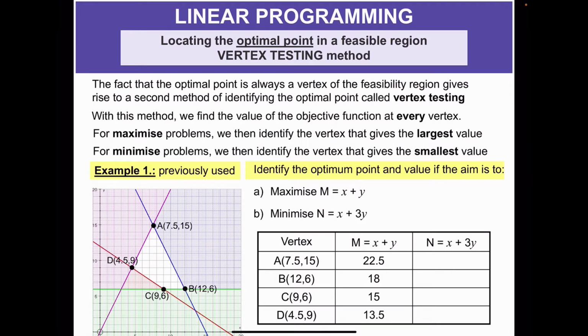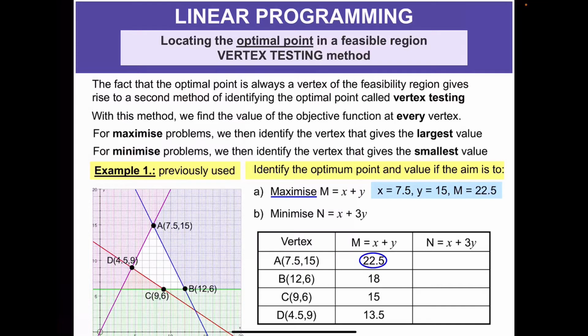Because you are maximizing m, obviously the biggest value of all these given or found values is 22.5. So that means your solution would be x value should be 7.5, y value should be 15 if you want to maximize whether it's profit or whatever else it is, and the maximized value would be 22.5 in whichever units are given.